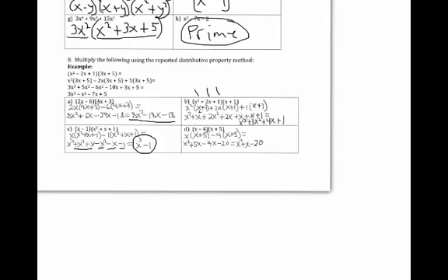Alright, (x minus 4) times (x plus 5), same process. We end up with x squared plus x minus 20 because we end up with a negative 4x and a positive 5x, yielding a middle term of 1x, or just x.